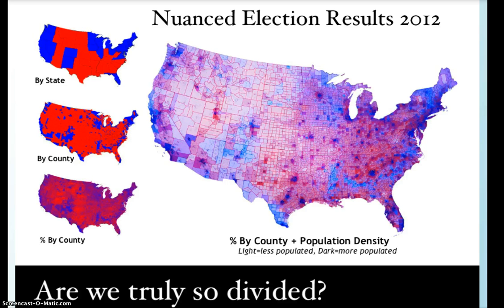Then the main map in the middle here, we see nuanced election results because it's colored by population density. So rather than seeing that red state, blue state divide, we can see that the places where the majority of the population lives, many of those places voted for the Democratic candidate. We can also see that in a lot of places, it's not so much a red state, blue state divide, but the states are rather purple, right? So the division isn't necessarily as stark as it first appears.